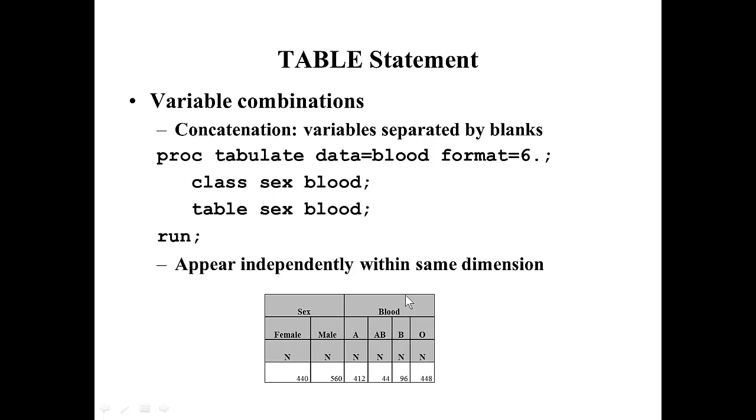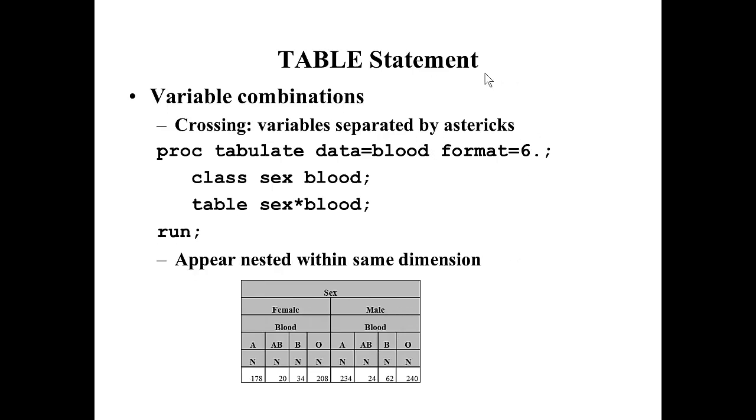dimension. So the big difference in this slide compared to the previous one is note we have no comma in the table statement. Also note here that I've given a format 6 dot, and what the format 6 dot tells SAS is that our columns are 6 digits wide with no digits to the right of the decimal point.